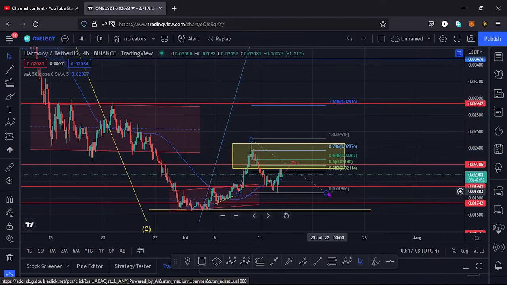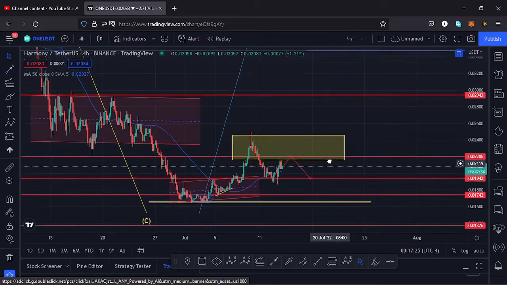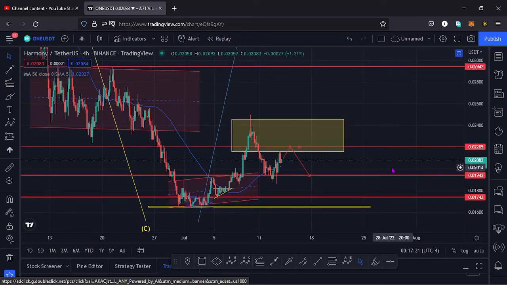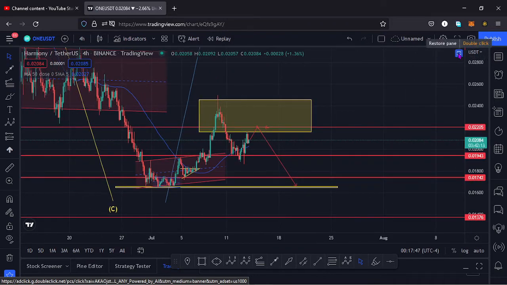The other key scenario is to the downside, and it's possible that once we try to get above this key area of resistance, we get rejected, and once we face that rejection, it's possible that we break to the lower side to this key area of support that we have down here at around the $0.019 mark, and at that key area of support we might lose it, and if that happens, then that could take us to around the $0.017 mark or the $0.016 mark. So those are the key scenarios that I expect to play out on the Harmony One chart.